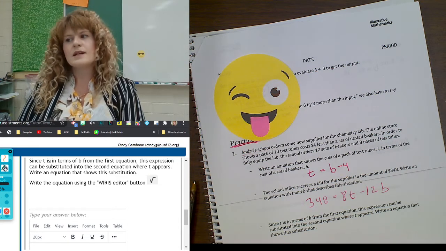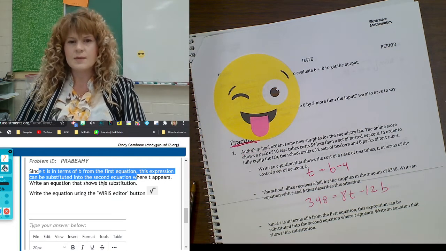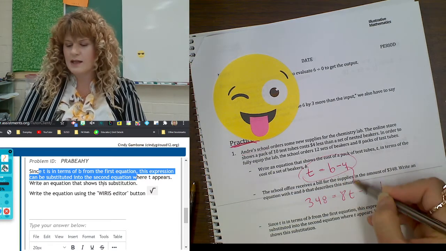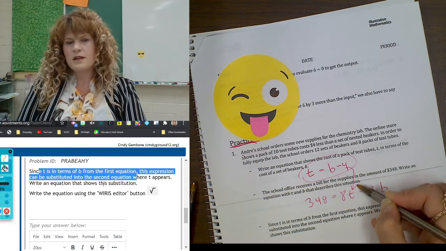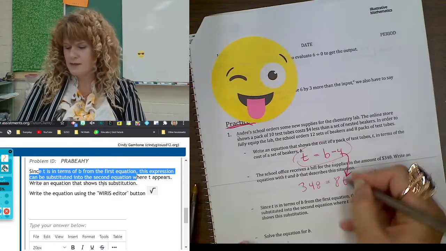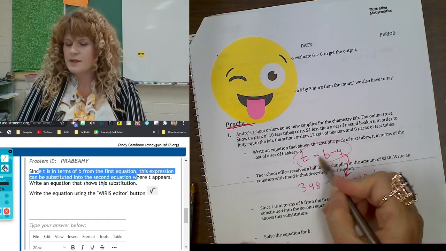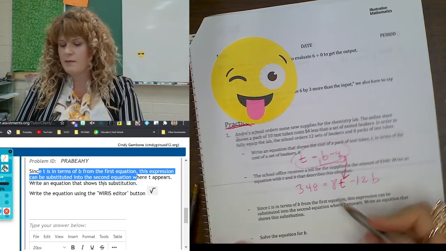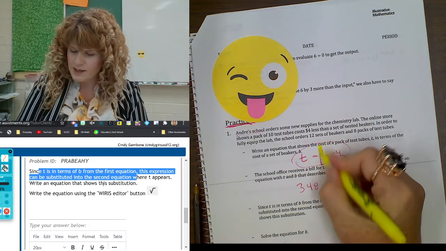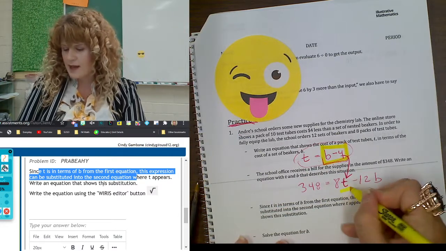Okay, now it says, since T is in terms of B from the first equation, this expression can be substituted into the second equation where T appears. Okay, remember substitution? I showed you substitution many times in remote learning. Well, now you're going to definitely do it. Substitute in this expression for T. Remember, expression means without the equal sign. Here's an equation, but here's the expression. Just this side is T. T equals this. Substitute that in here for T.